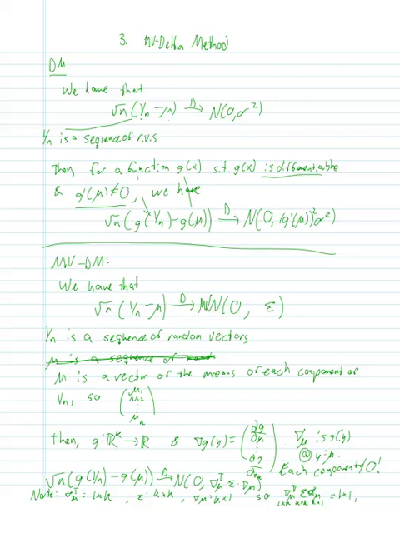So the next video I want to do is on the multivariate delta method. Similar to the multivariate CLT video, I want to start by writing out what the single univariate delta method is.